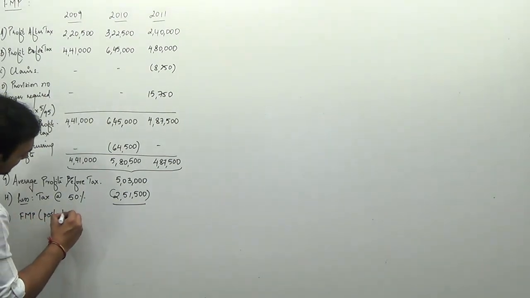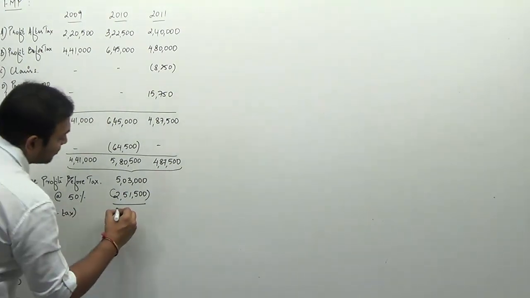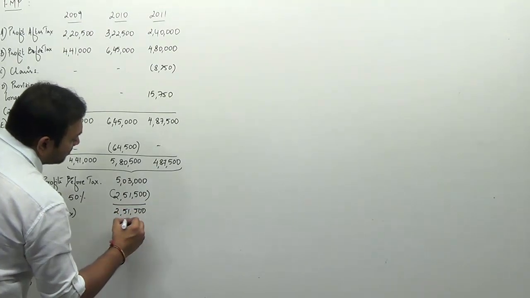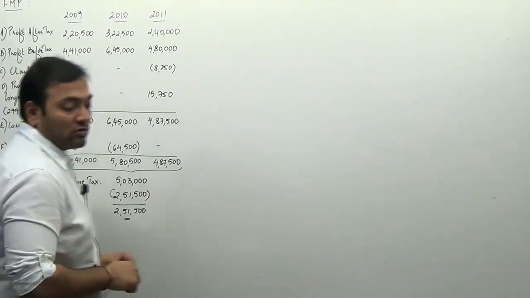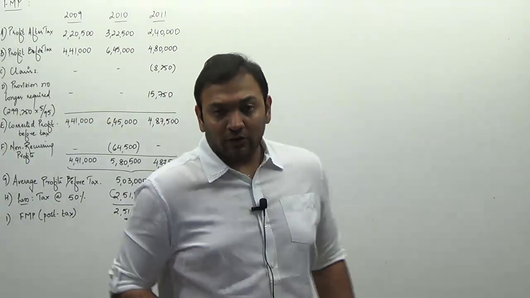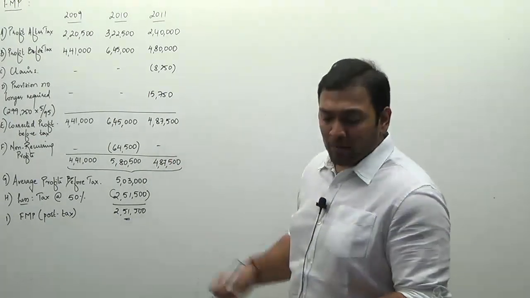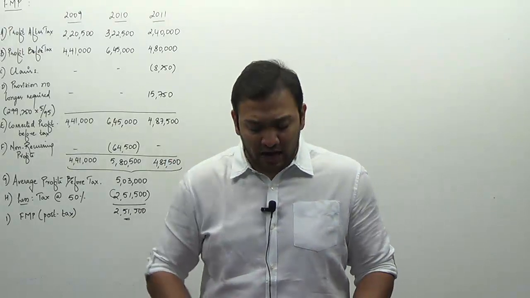Post-tax FMP is the same figure as tax, 2,51,500. That's it. You got this figure. You know current year profits before tax. No problem. You can calculate after tax as well and then half of it.